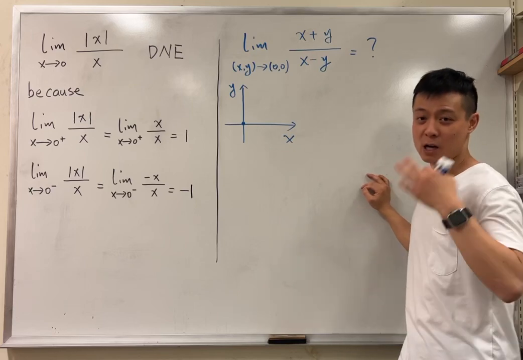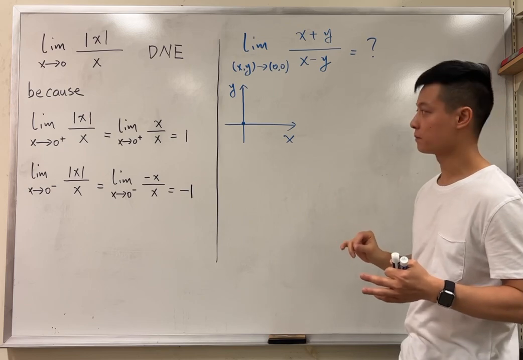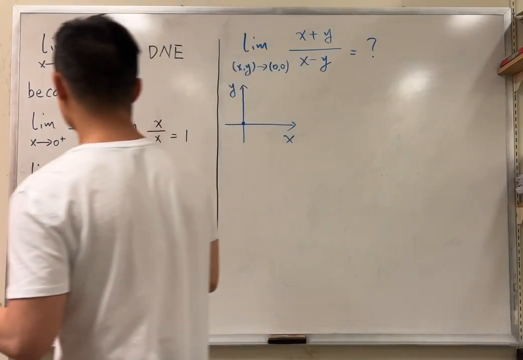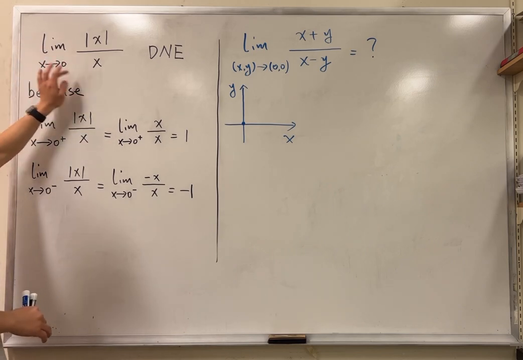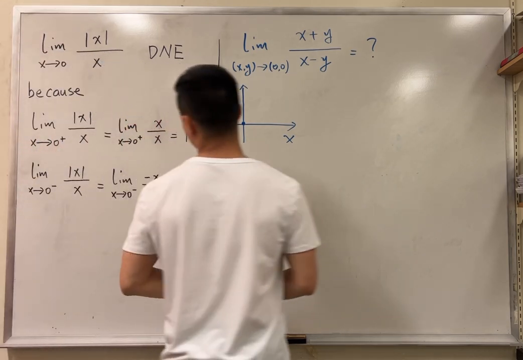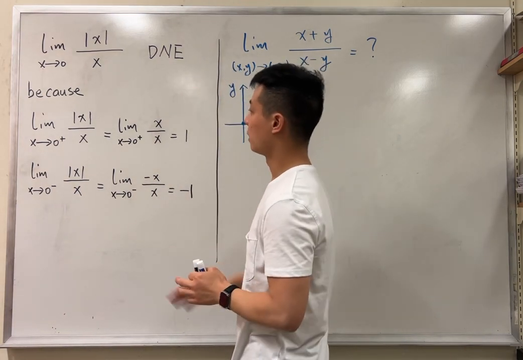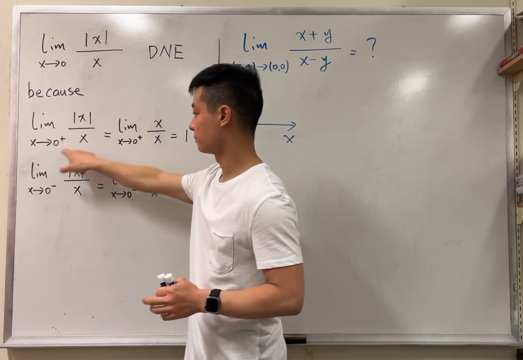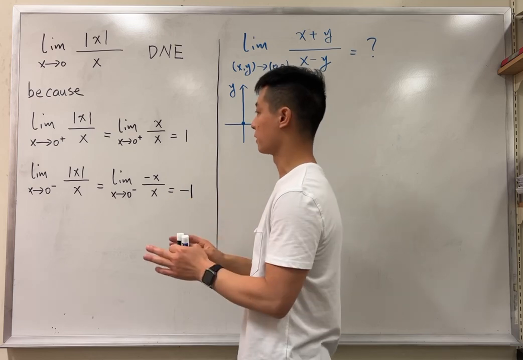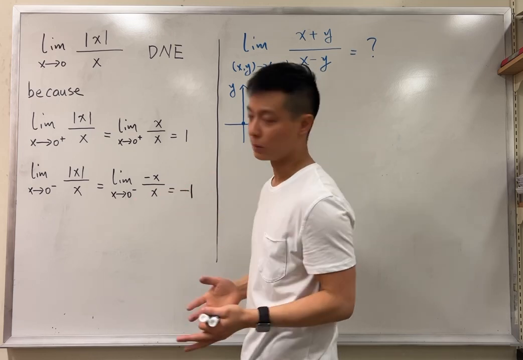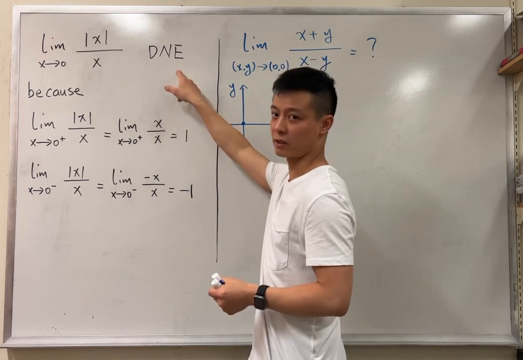Let's talk about how we can show that the limit does not exist for two variable functions. We first take a look at the situation for a single variable case. We have limit x approaches 0, absolute value of x divided by x does not exist. That's because when we approach from the right side and the left side, we get two different values, which means that the left limit does not agree with the right limit. And that is how we show that this does not exist.